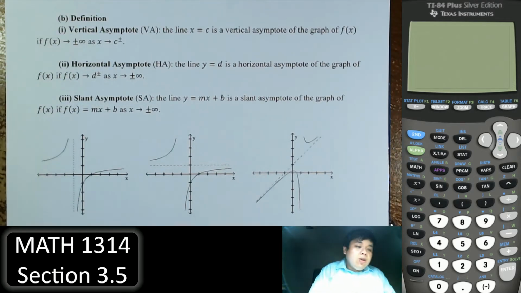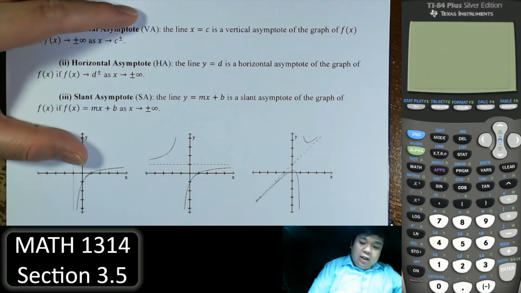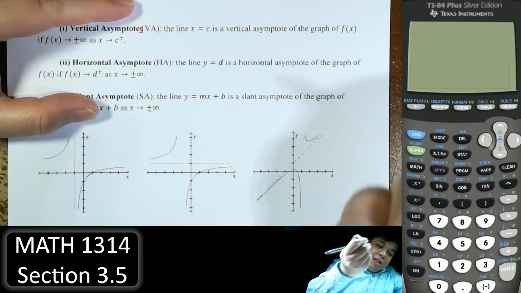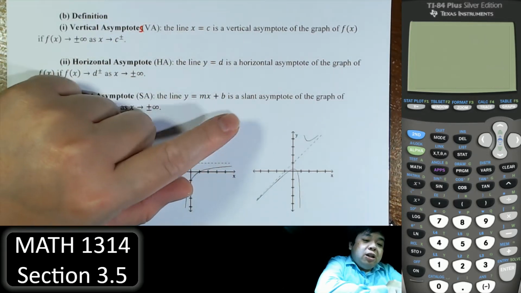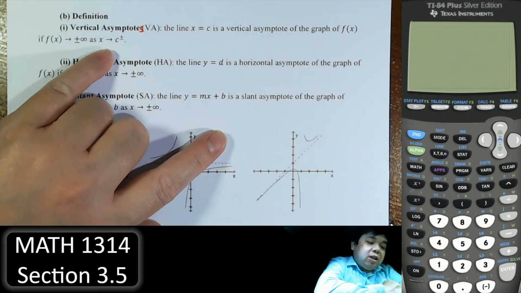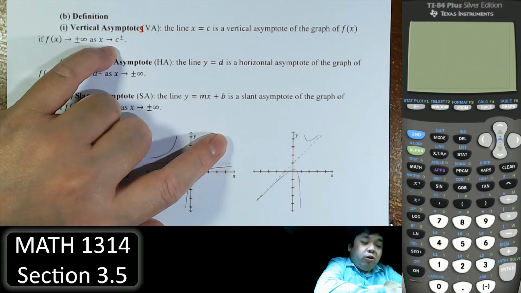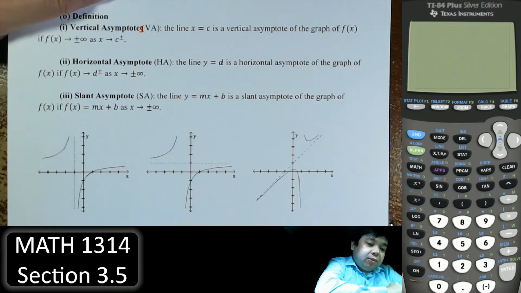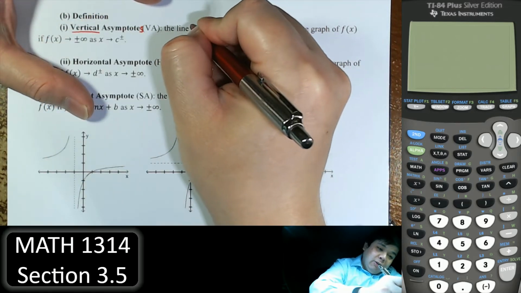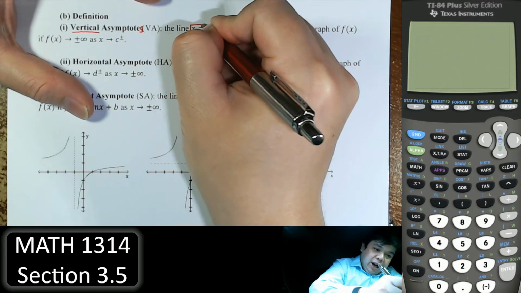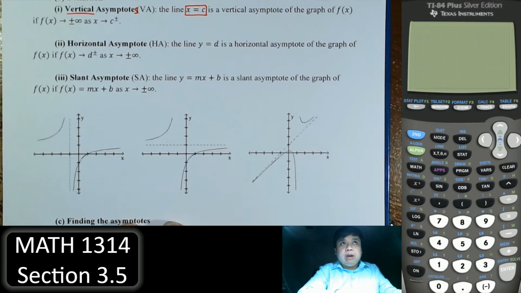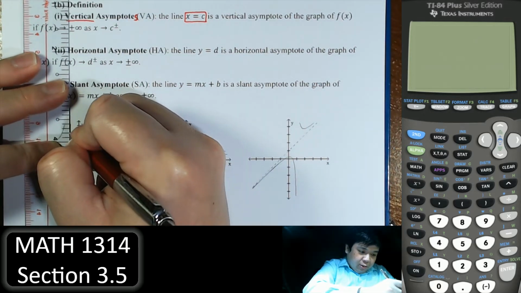Definition. Vertical asymptotes. What is a vertical asymptote? Could be in plural potentially. The line x equal to c is a vertical asymptote of the graph of f of x if f of x goes to infinity as x goes to c, could be from the left or on the right. Right. So the vertical asymptote, the vertical line, we have x equal to a constant, c is a constant. So here we have the graph, and this is the vertical asymptote.